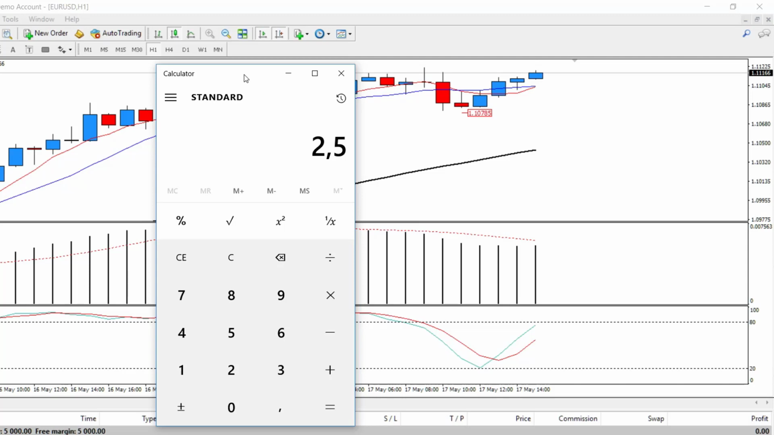Now, how this helps us is it lets us determine what volume we're going to set when we enter the trade. For every one full lot on a currency where you have the US dollar on the right hand side, you would be making or losing $10 per pip. So if one lot is $10, 0.1 lot would be $1. So this means our volume would have to be 0.25.